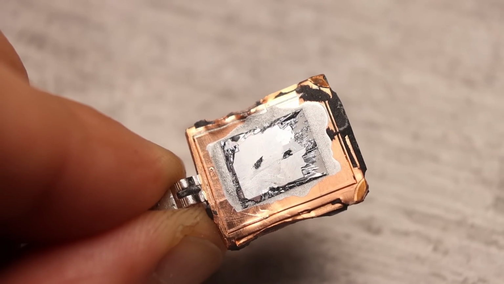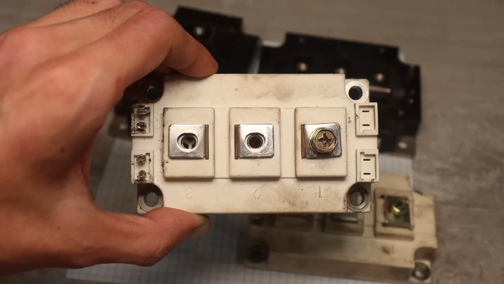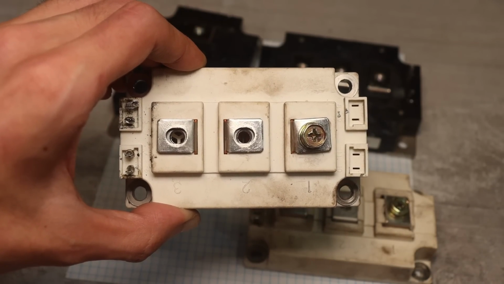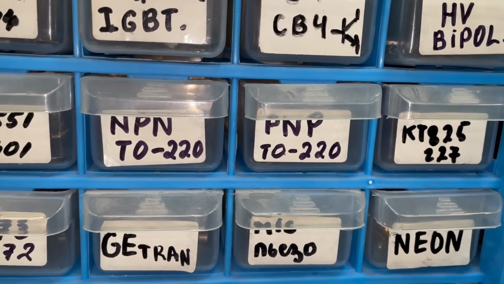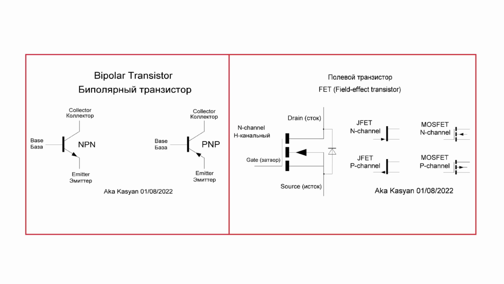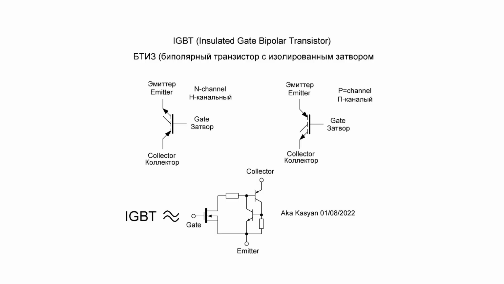So now, about everything a beginner needs to know about IGBT transistors. The fact that transistors are bipolar and field effect, many people know. But what is the IGBT type which suddenly appeared and why was it invented at all?